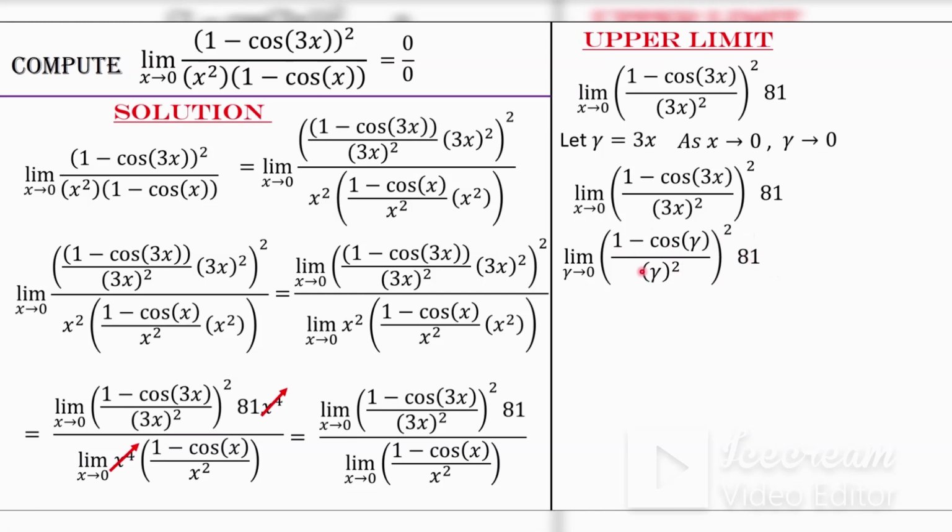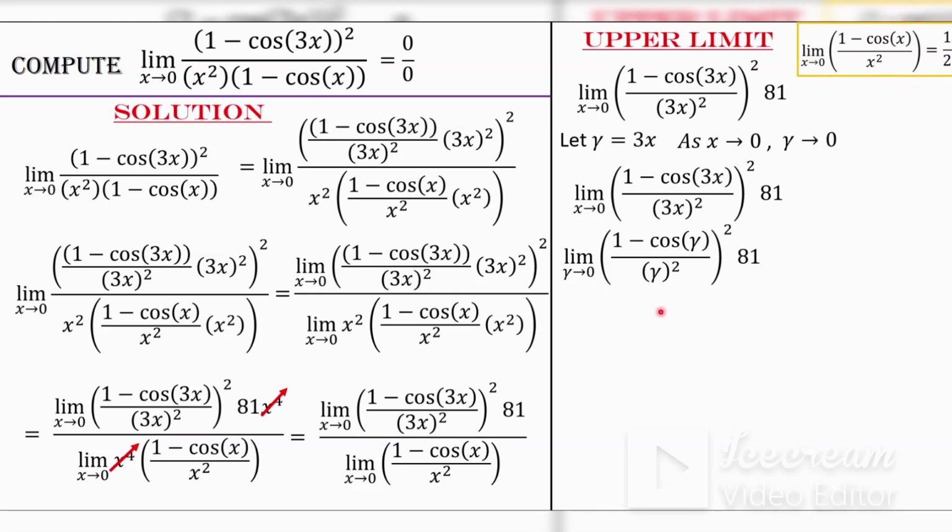This limit is a very important fundamental limit. Why? Because we know that the limit of (1 minus cos x) divided by x squared as x tends to 0 is a half. I will leave the link to the video in the description, where I proved this. So this is a very important fundamental limit.